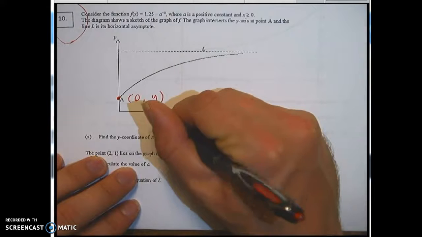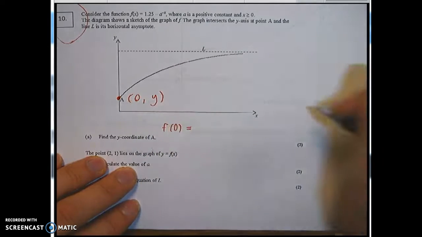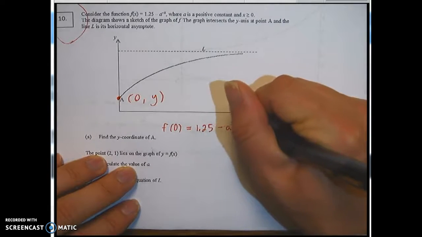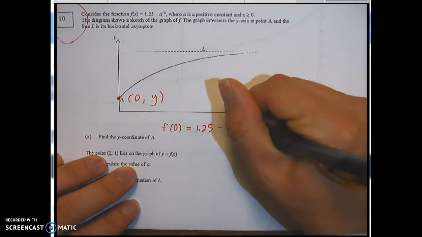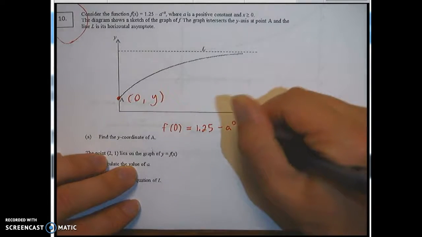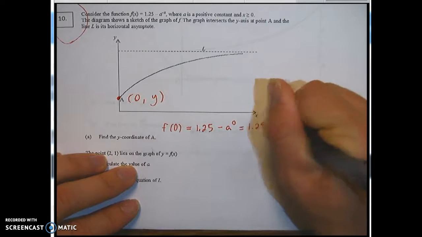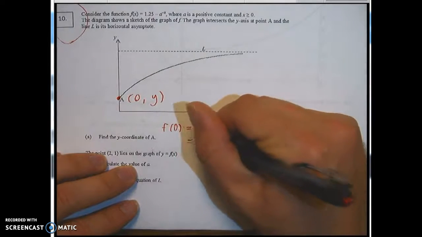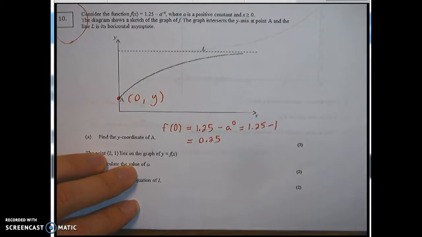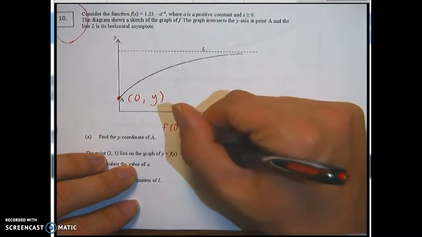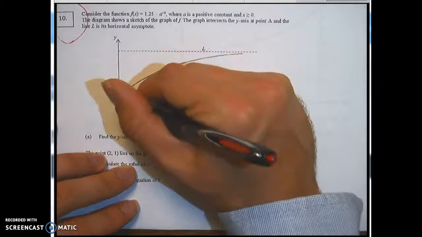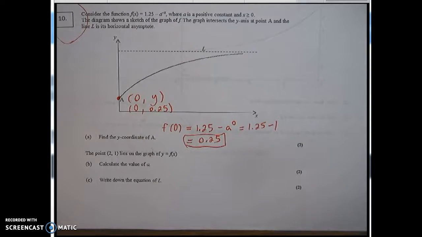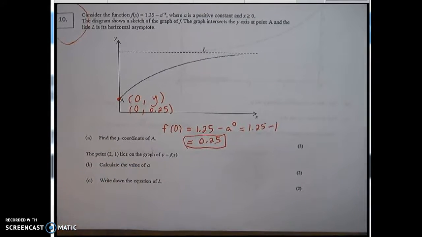So f of 0 equals 1.25 minus a to the negative x, which our x is just 0. So a to the 0th equals 1. So 1.25 minus 1, well, that just equals 0.25. So this y right here is 0.25. Okay?